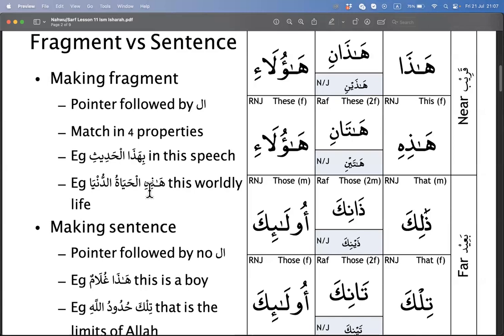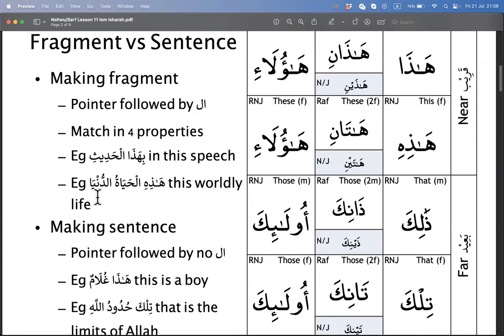Rafa. We cannot know, but we can see from the next word, right? Because we have al, we still have a fragment. So al-hayatu is what status? Rafa. So hadhihi is also rafa. And this is singular because you can see the ta marbuta, right? It's singular feminine. So hadhihi also singular feminine. Clear?